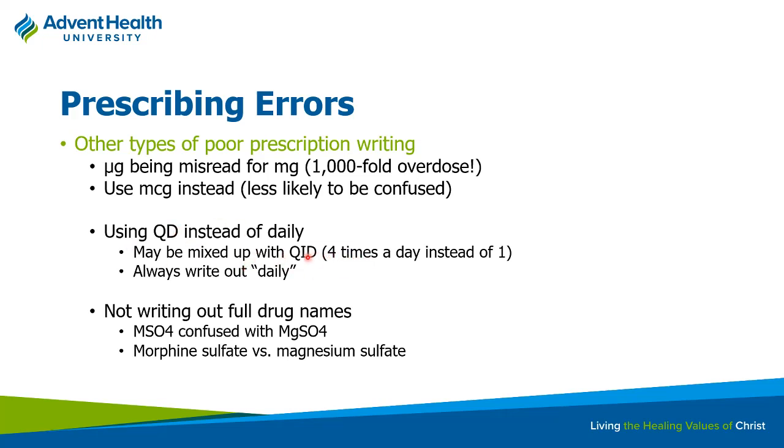And again, on the screen here, it looks pretty clear cut, right? Like how could you misread QD for QID? But when you're handwriting it, guess what? It can be misread quite easily depending on the case.